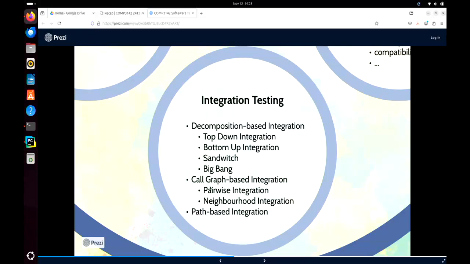And we also learned call graph-based integration. Do you still remember what a call graph is? A call graph, yes, good. A call graph is the relations between different functions, which function is calling another. With a call graph, we can do pairwise integration. We can try to cover all the edges in the call graph, and we can also do neighborhood integration, which is to cover some neighbors for a function. And we also have path-based integration strategies.